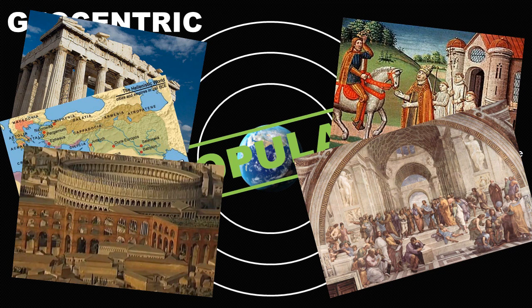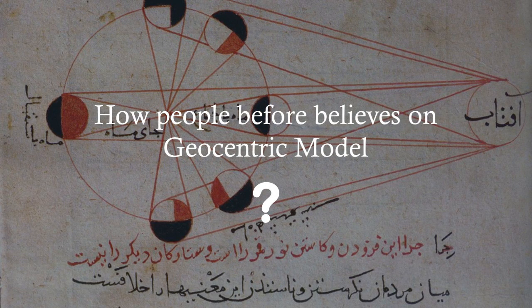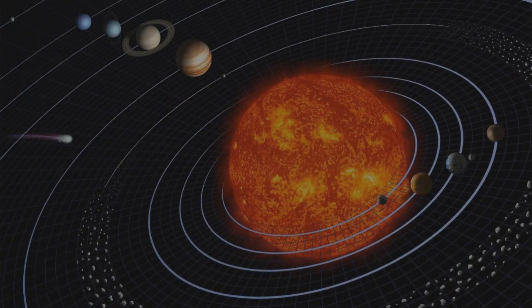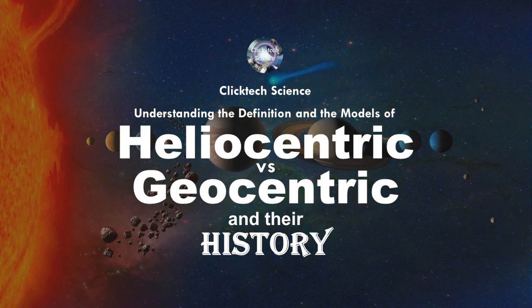Now, in this second part of our topic, the questions will be answered on why people believed in the Earth as the center of our solar system, or even the universe. That will be the discussion in this second part of this topic about the different theories of heliocentric and geocentric models and their history.